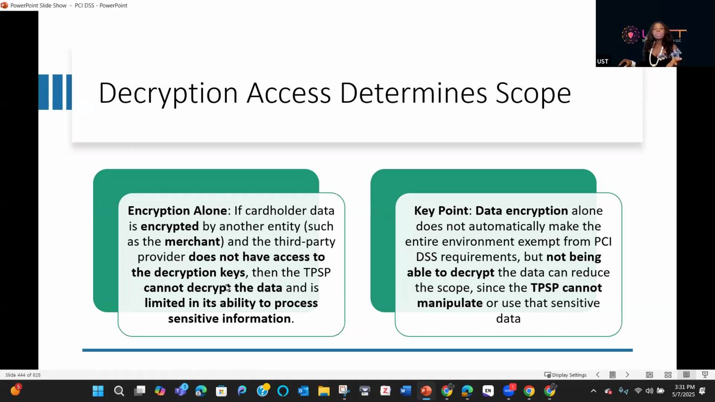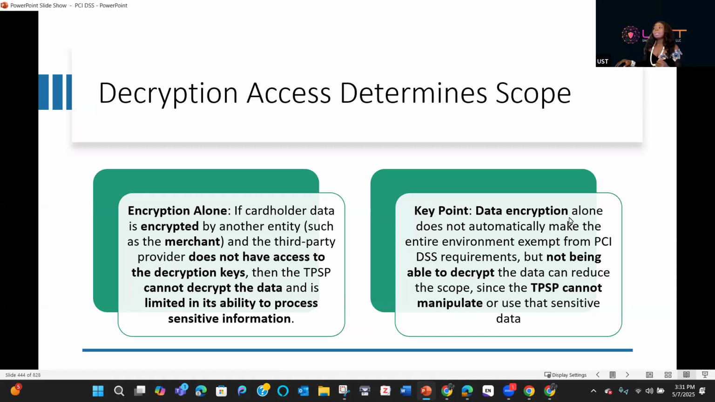If the provider does not have access to the decryption key, then the third-party service provider cannot decrypt the data, because if it's encrypted, we all know what encryption looks like. You have crazy or random characters. To an unauthorized user, and even that service provider, the fact that they have that data is useless to them, because they themselves cannot decrypt it. They cannot read that particular data, right? And as I said, the TPSP cannot decrypt the data and is limited in its ability to process sensitive information.